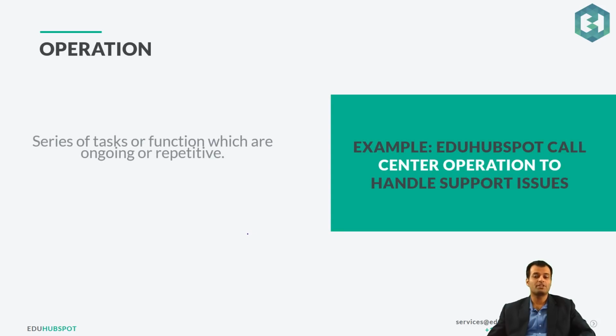Then we have operations. Operations are a series of tasks or functions which are ongoing and repetitive. For example, the EduHubSpot call center operation to handle the support issues. If you have some issues, you did not get the access, or you have some kind of issue in the software, then your call would be routed to the support function. That is an operation, which is something ongoing, and the team does the same task over and over again. That's operation.